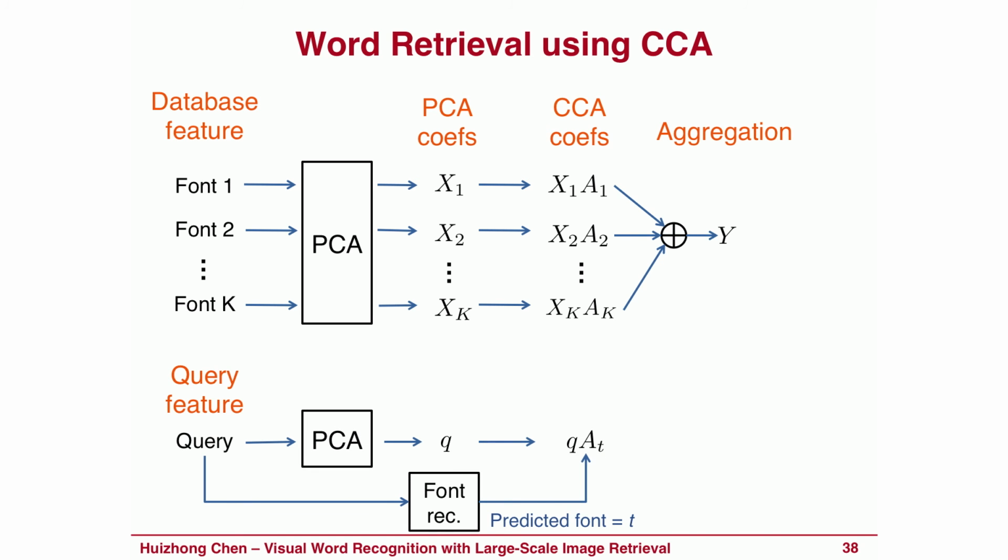During a query, it is important to note that font recognition must be employed to select the appropriate CCA matrix for the query. For instance, if the query font is recognized to be the T's font, the T's CCA transformation matrix will be used to project the query. Now, with both database and query features in the CCA space, we perform nearest neighbor search for word patch retrieval.